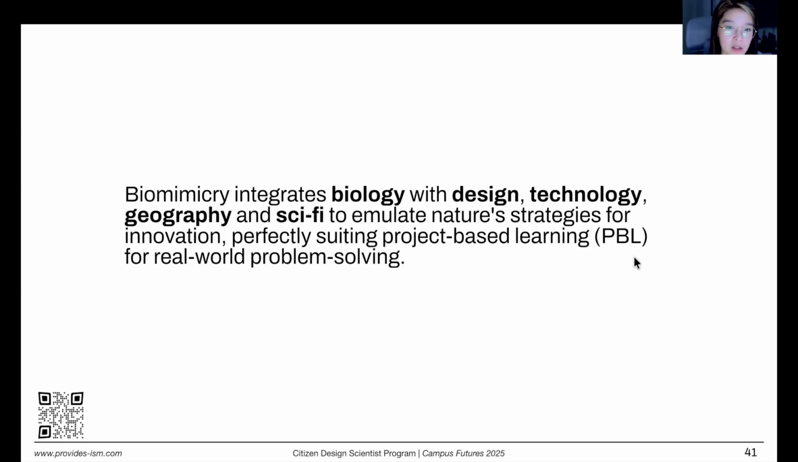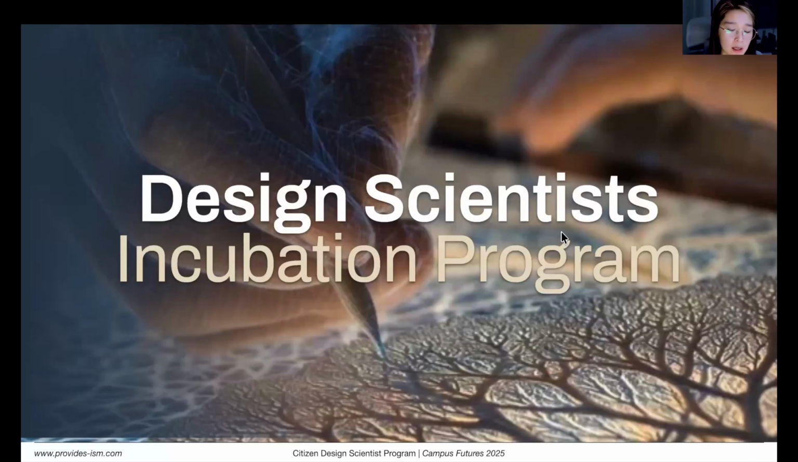You can integrate biology, design, technology, geography, and science fiction to emulate nature's strategy for innovation. So it's essentially project-based learning, but it's also real-world problem solving, which is why we call this the Science Scientist Incubation Program, because we want to say that we're not just designing because something is beautiful, because we feel like it, but there should be science guiding this. A little bit more useful information over the target site of this workshop.